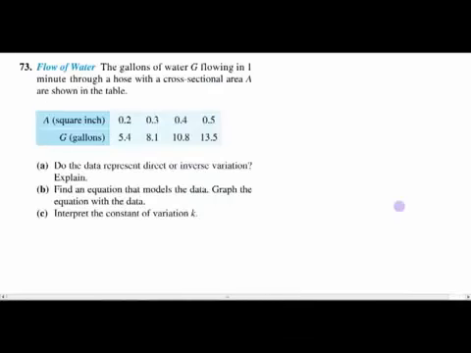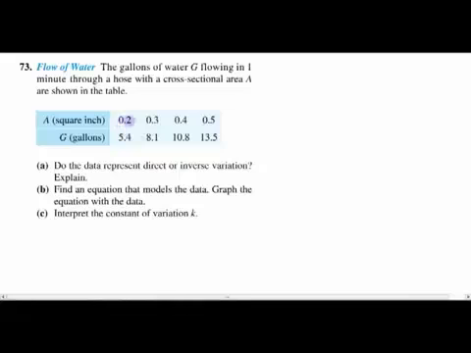Flow of water. The gallons of water G flowing in 1 minute through a hose with a cross-sectional area A are shown in the table. So we have the square inches opening in the hose and the number of gallons that are coming out with that certain cross-section square inch of the hose. So does the data represent direct or inverse variation? They've only given us two choices, direct or inverse. Neither is not a choice.